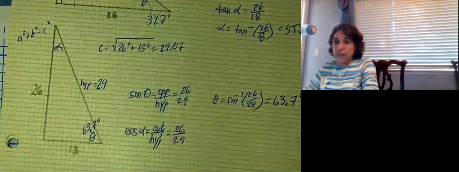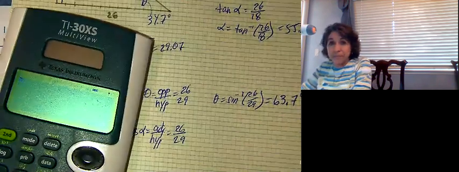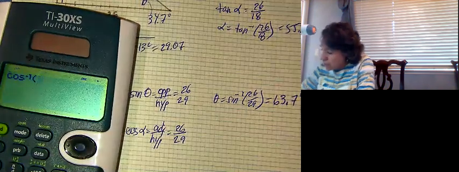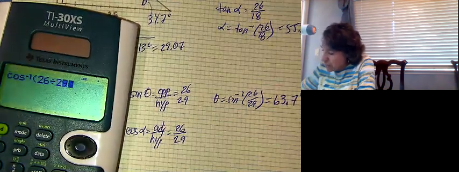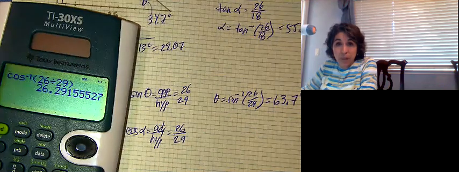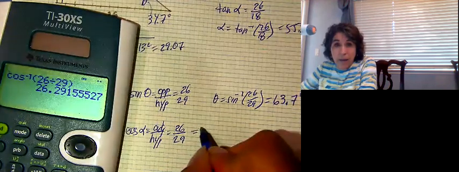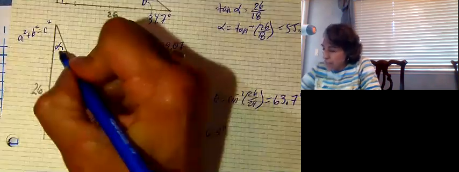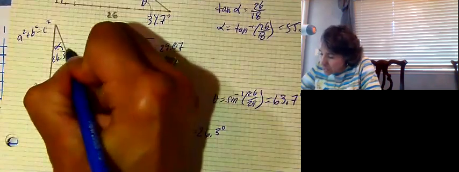Okay, same thing. So we do this again. I want to know the arc cosine of 26 divided by 29. And I get, sure enough, what I got, 26.3 degrees. So I know that this angle here is 26.3 degrees.